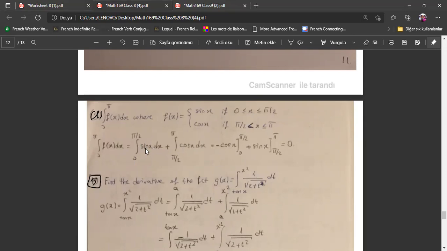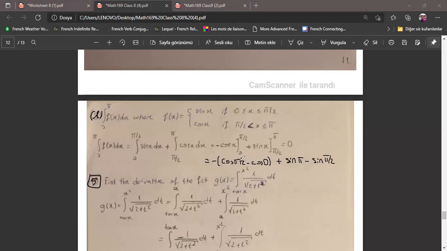And this one's integral is minus cosine x, right? When you take the derivative, you will get sine x. So this is an antiderivative of this function. And the integral of cosine x is sine x, right? From 0 to pi over 2, from pi over 2 to pi. So when you plug in pi over 2, you will get minus cosine pi over 2 minus cosine 0, plus sine pi minus sine pi over 2, right?